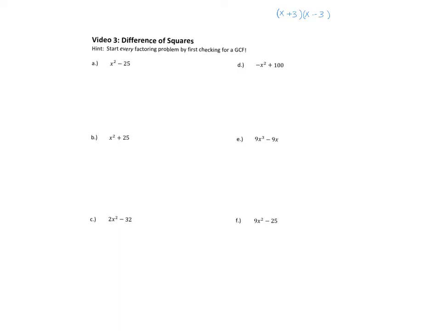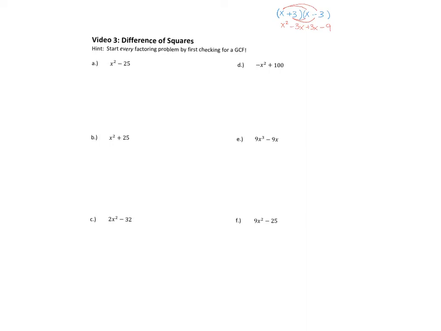Let's see what happens if we were to FOIL these together. In this case, x times x would give me x squared. X times negative 3 would give me minus 3x. Positive 3 times x would give me plus 3x. Positive 3 times a negative 3 would give me minus 9.